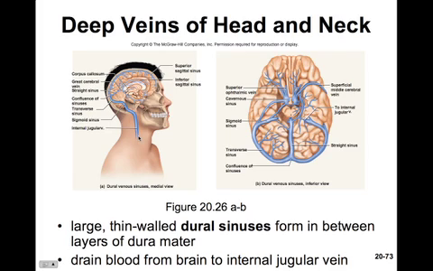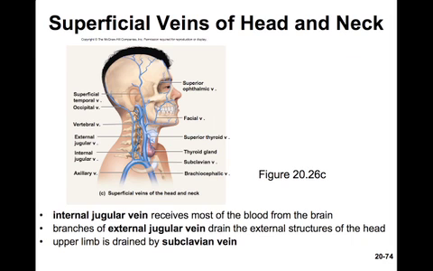So the common carotid artery will take blood up towards the head, and the jugular vein will return blood towards the heart. The jugular vein, as with the carotid, is divided into the external jugular vein and the internal jugular vein. The external jugular vein is bringing blood back from the outside regions of the head, whereas the internal jugular vein is bringing blood back from the base of the brain. It'll bring blood back into the subclavian vein on both sides of the head.